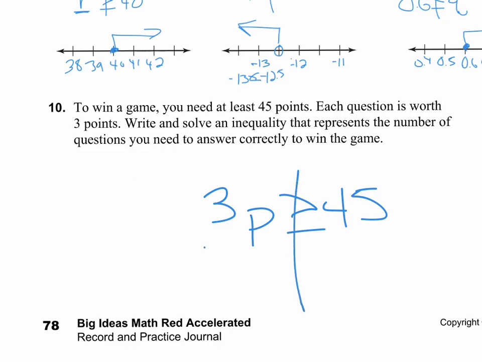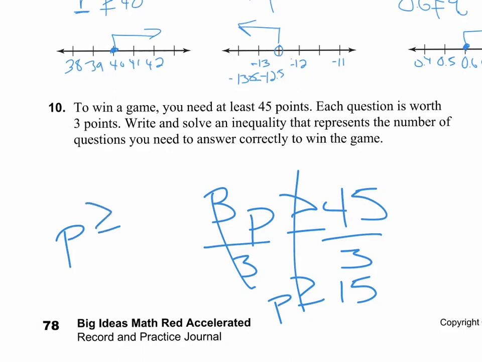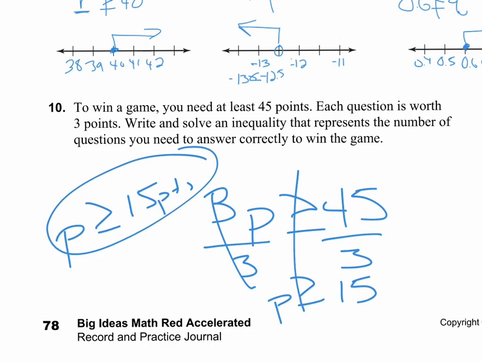So I draw my line, divide by 3, divide by 3. These cancel out. This is a P. We didn't divide or multiply by a negative, so I just dropped down that sign. And 45 divided by 3 is 15. So I have to score greater than or equal to 15 points. There's your answer. All right, that is 4.3 for you.